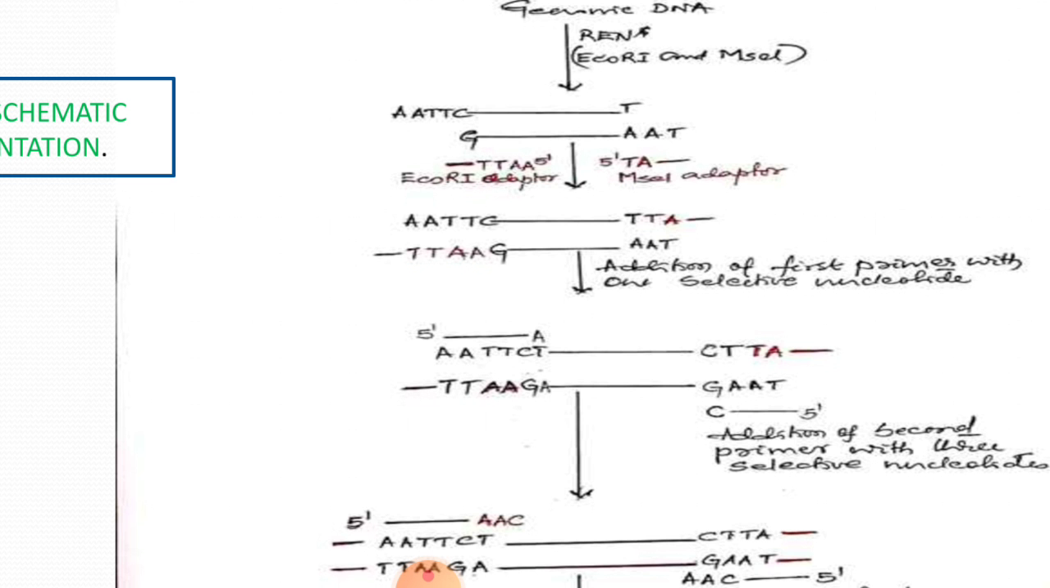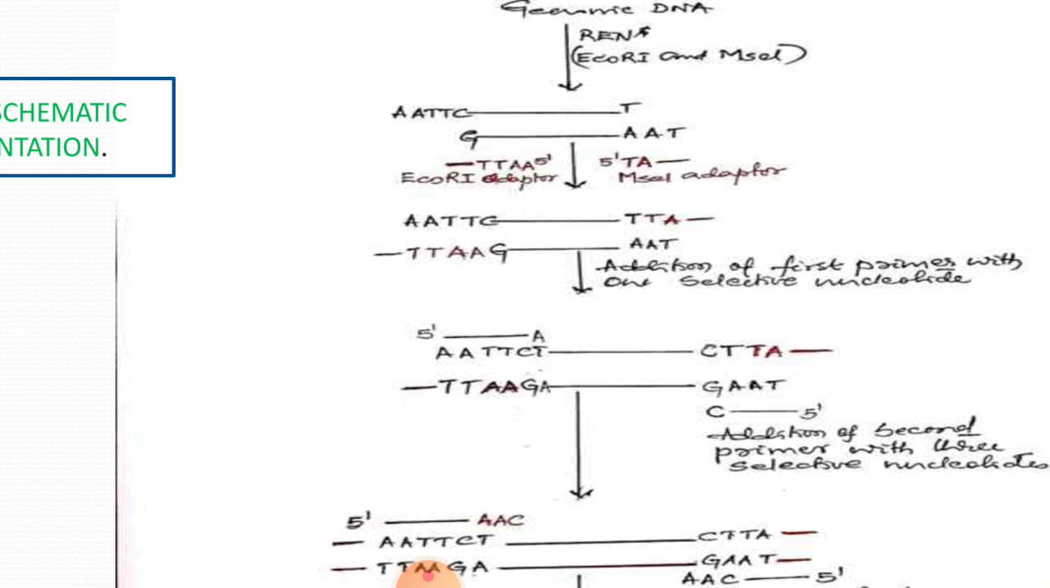Then for this purpose, to run the PCR reaction, the DNA fragments are ligated with EcoR1 and MSEL adapters. Till now, I have not taught you about linkers and adapters concept, which are often used in recombinant DNA technology. See, once you digest the DNA with restriction endonucleases, there comes a concept called modification of cut ends of DNA. There are around 10 methods by which you can modify the cut ends.